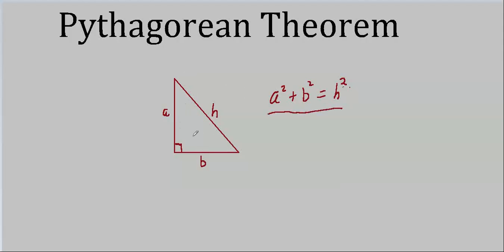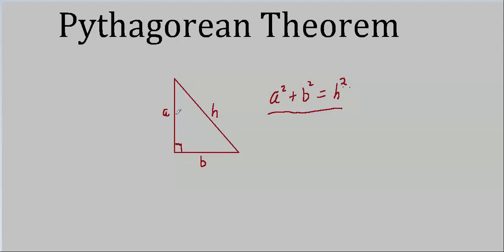Well, these are the legs here. These are the ones adjoining the right angle. Opposite the right angle, that's the hypotenuse. And Pythagoras' theorem is the sum of the squares of the legs equals the square of the hypotenuse. Or, in English, a squared plus b squared equals h squared.